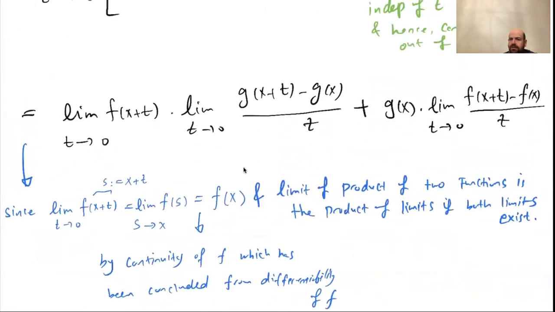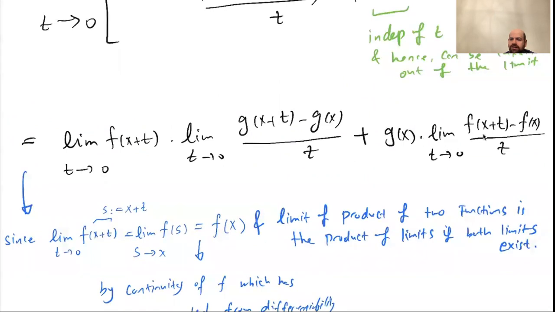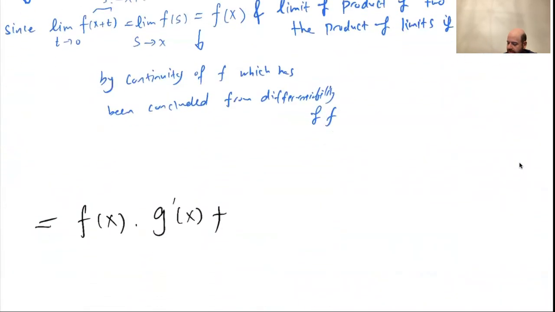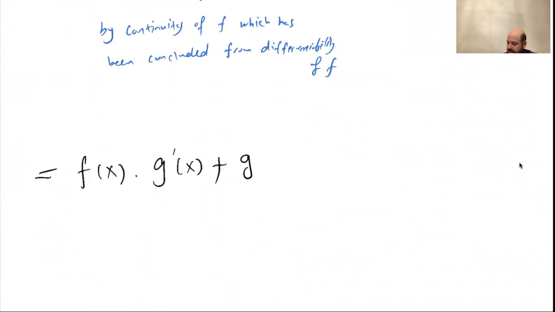plus, what about this guy? So g of x times, and this guy is f prime of x, again, according to the definition. By definition, we know that f prime of x is limit of f of x plus t minus f of x over t as t approaches 0. So plus g of x times f prime of x.